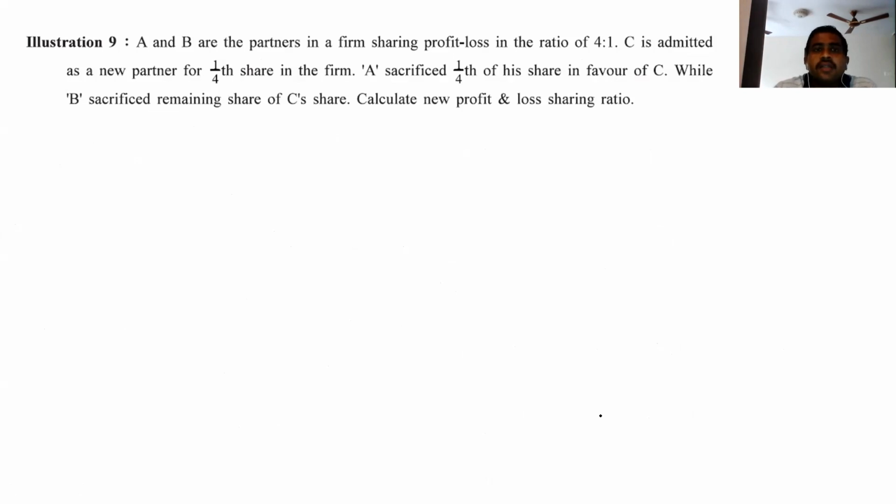A and B are the partners in a firm sharing profit and loss in the ratio of 4 is to 1. C is admitted as a new partner for 1/4 share in the firm. A sacrificed 1/4 of his share. This word is important, of. While B sacrificed the remaining share of C. Calculate the new profit and loss sharing ratio. So friends, we can start the sum.